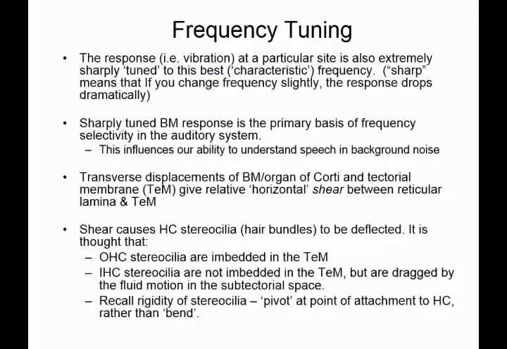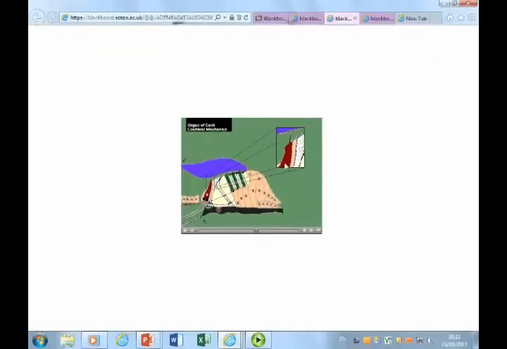Basilar membrane response is sharply tuned, and that is the primary basis of the frequency selectivity in the auditory system. That's the reason we can understand how we hear different frequencies. That all comes through the motion of the basilar membrane. That is the single reason that gives us the ability to understand speech in background noise, or to actually separate frequencies from each other.